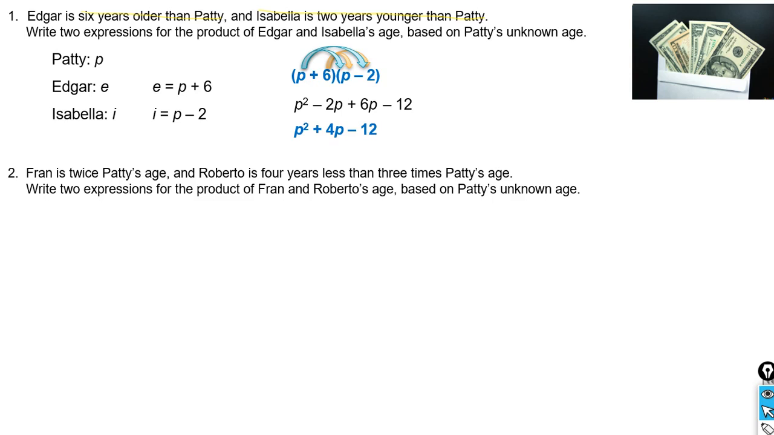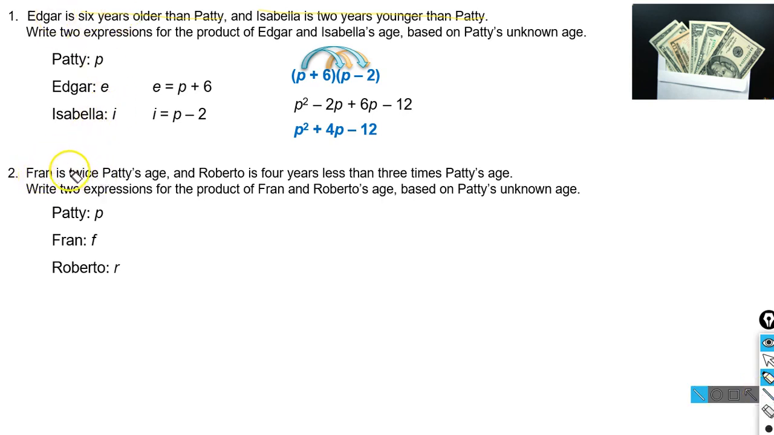Number 2 says Fran is twice Patty's age and Roberto is 4 less than 3 times Patty's age. Write two expressions for the product of Fran and Roberto's age based on Patty's unknown age. So we're going to do the same sort of thing here. The very first thing we'll do, again, is to define some of these variables, and then we are going to highlight some important information from the problem.